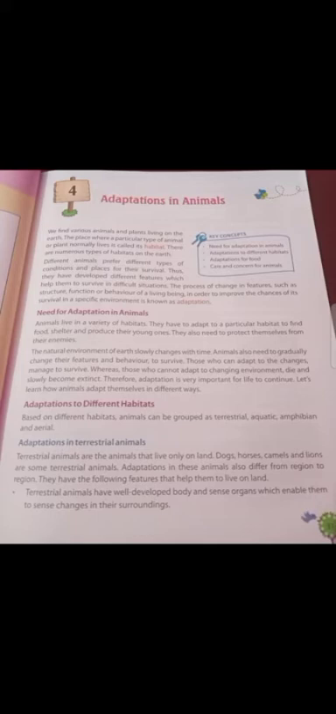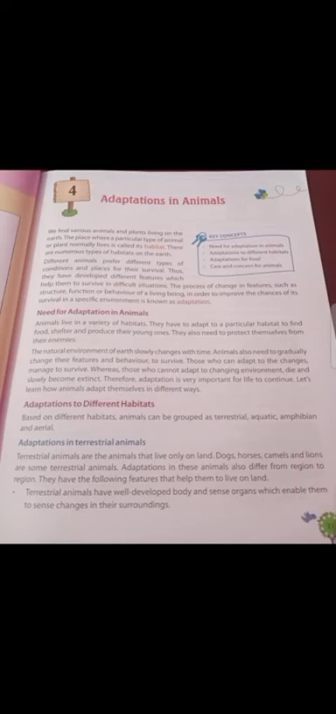Different animals prefer different types of conditions and places for their survival, where they can live. We talked about the polar bear and the camel. A camel cannot adjust itself in the snow. It will die there. As well, a polar bear cannot adjust itself in the desert. It will die there. Thus they have developed different features in their body which help them to survive in different situations.